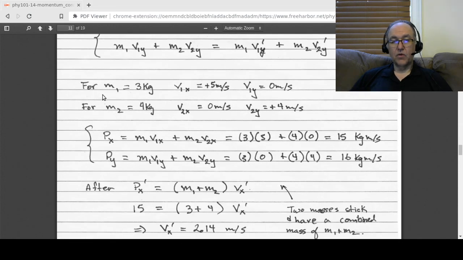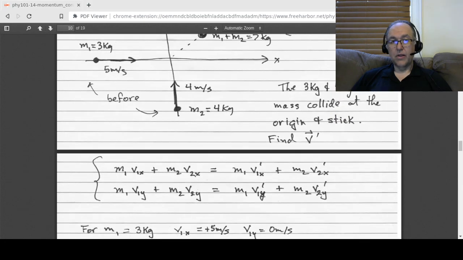And so let's do that. So for m1 equals 3 kilograms, v1x, that 5 meters per second is purely in the x direction, so v1x is 5 meters per second. v1y is 0. So just take a look here. Which way is the velocity going? It's going in the positive x direction, so it's 5 meters per second in the positive x direction, and there's no y component. There's no vertical component to that velocity at all.